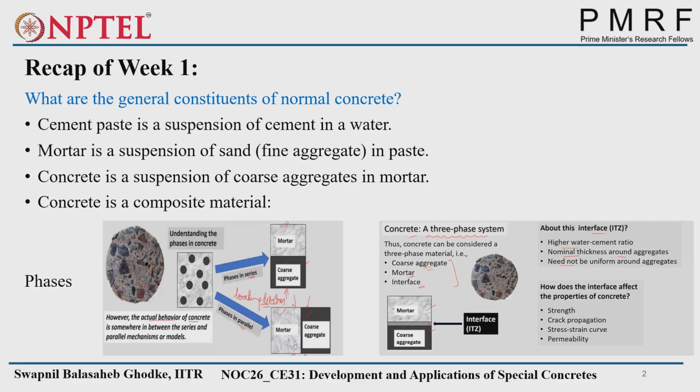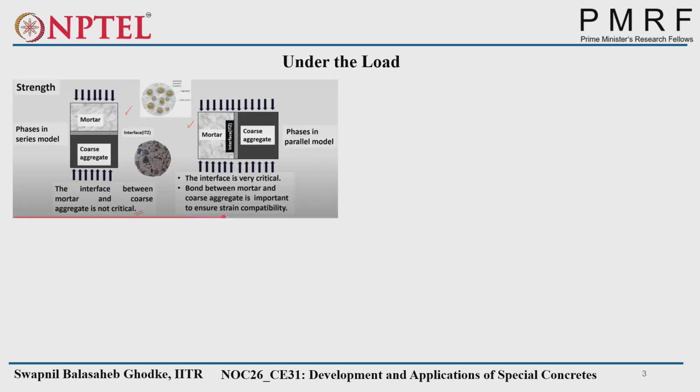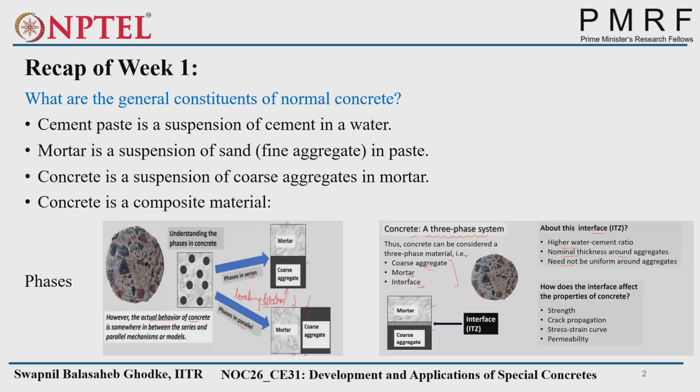Why is the interfacial transition zone important? Because it affects strength, crack propagation, the stress-strain curve, and permeability. So how does it affect strength? Maybe you have gone through this previously in your bachelor's or master's through the IS code. So we have normal concrete and high strength concrete, right? How will we identify normal concrete and high strength concrete? Anyone, please?